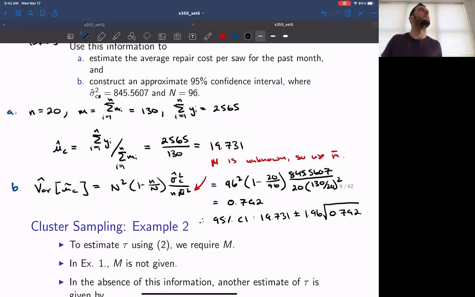From here, we should be able to work it out pretty easily. So that will be 19.731 plus or minus 1.745.